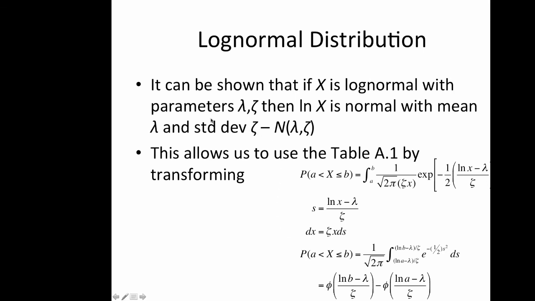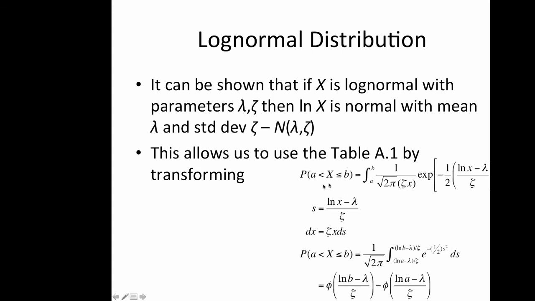Later on in the textbook, it is derived that if x is log normal with parameters lambda and zeta, then the natural log of x is normal with mean lambda and standard deviation zeta. So if x is log normal and it has parameters lambda and zeta, then the natural log of x is normal with the mean lambda and standard deviation zeta. And this derivation is done in a later chapter, but it's useful for us now to introduce this because this allows us to use table 8.1 as if we have a normal distribution. We can still use the tables, but we need to do a little bit of a transformation.